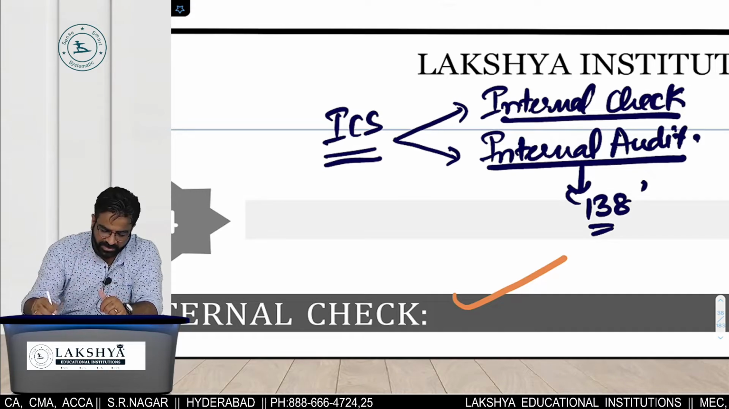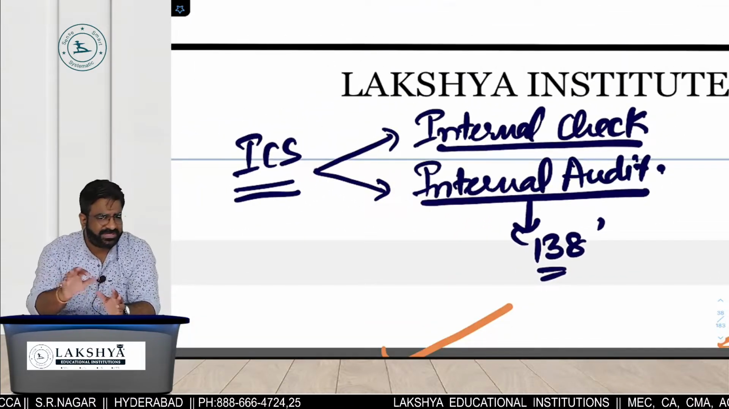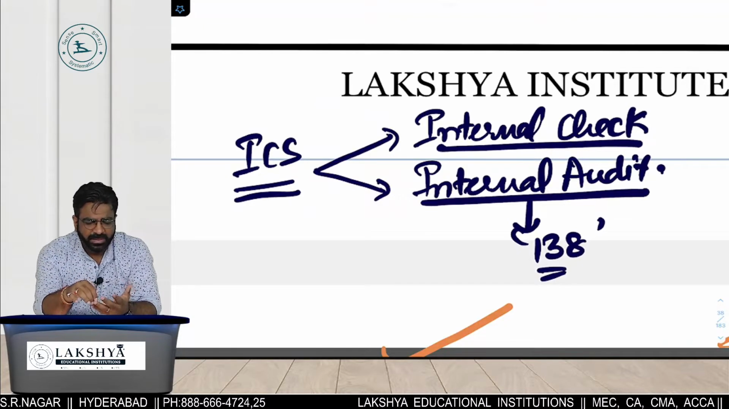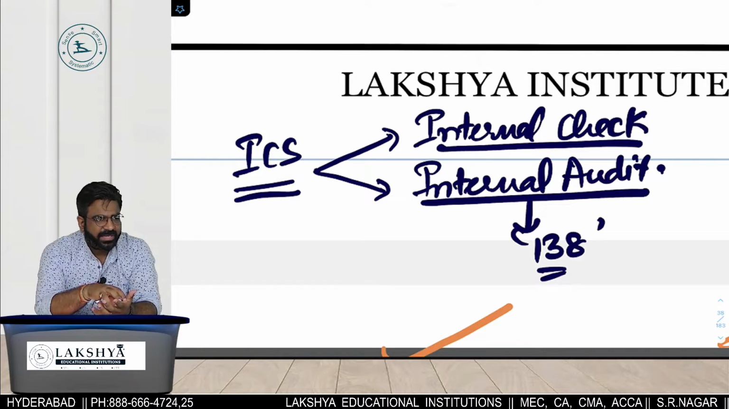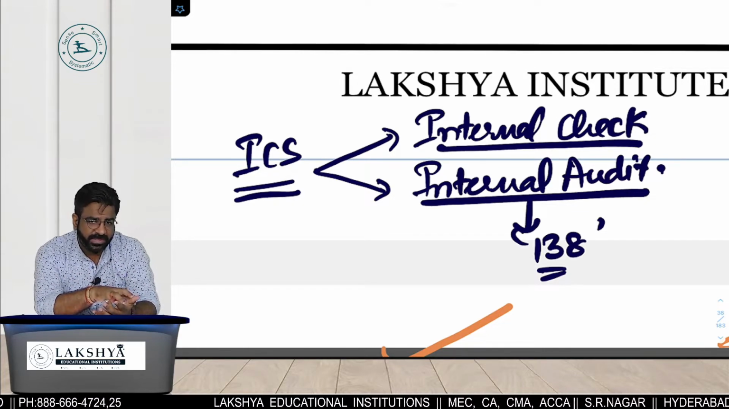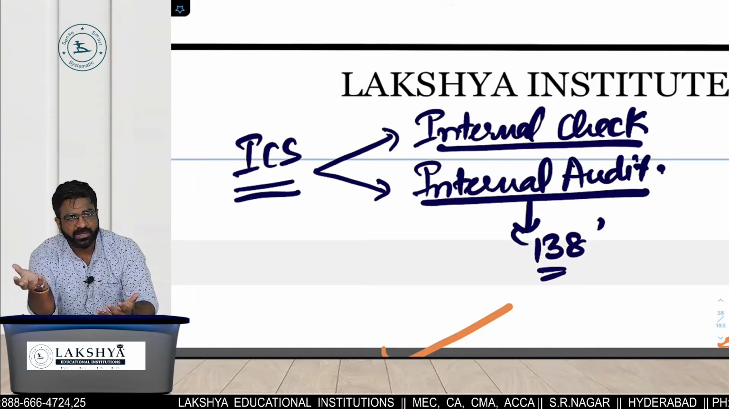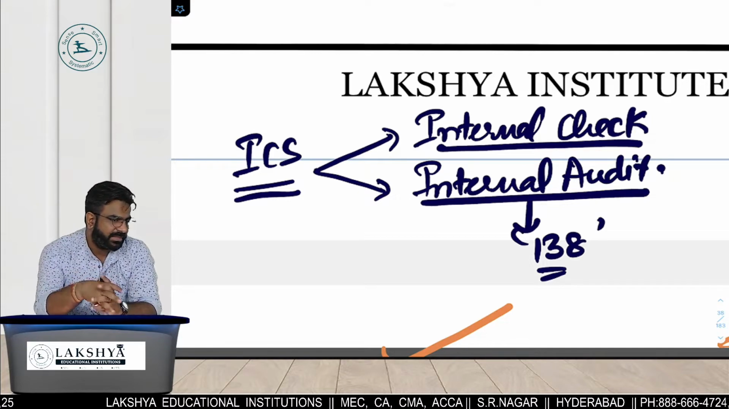Now today we have to understand what is internal check system. अब सुनो, इसकी बहुत सिंपल सी डेफिनेशन है. It's an act of segregation of duties and division of the duties in such a manner that one person's work will be independently and automatically checked by another person. That is called internal check system.